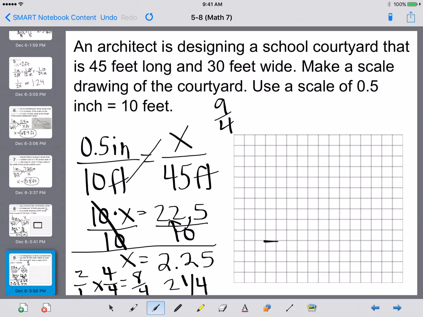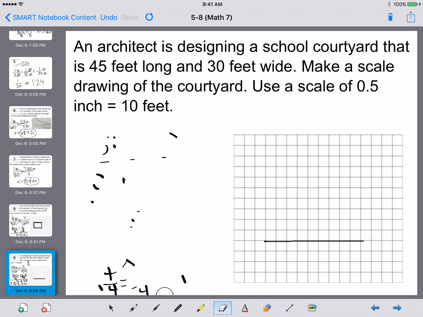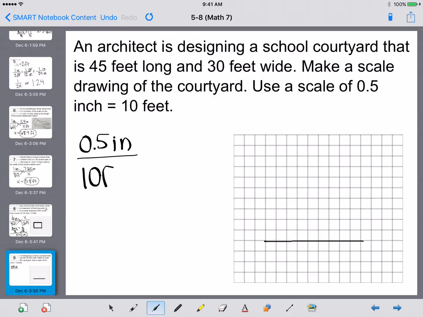So I'm just going to go start here. 1, 2, 3, 4, 5, 6, 7, 8, and 9. So there's our length. Got that taken care of. Let's erase. And we're going to figure out our height. First things first, write down that scale in a fraction. 0.5 inch over 10 feet. And that's going to equal our length of 30 feet.